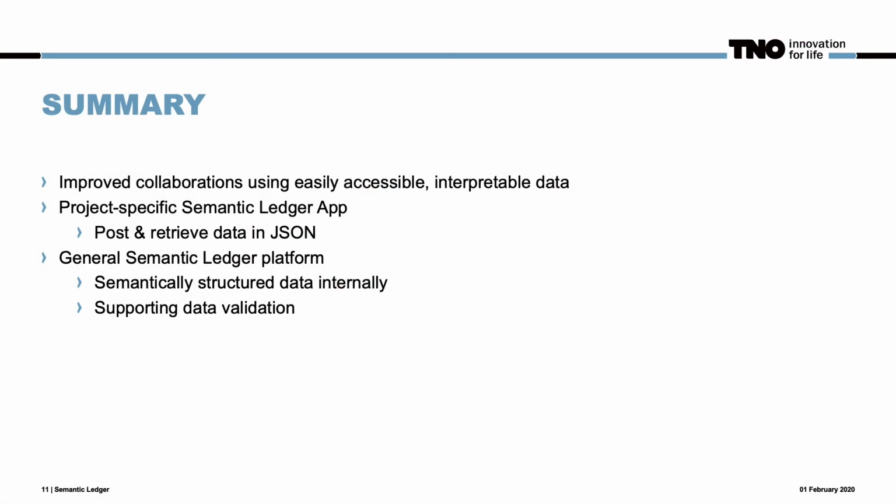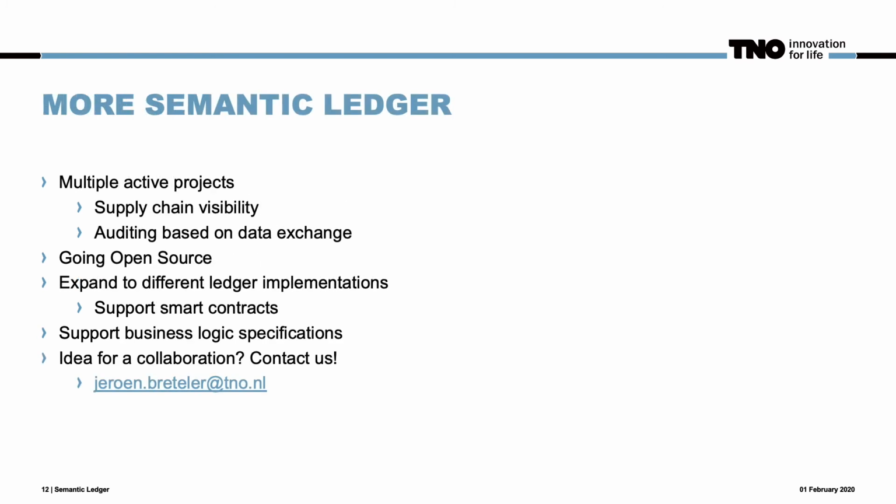So to sum up, we envision a tool for improving collaborations with easily accessible and interpretable data. We've seen an example of a specific app in the verifiability context where you can simply post and retrieve in JSON, but we've seen that there's a general semantic ledger platform solution that structures the data semantically internally and also supports data validation. So we are actively working to develop the semantic ledger.